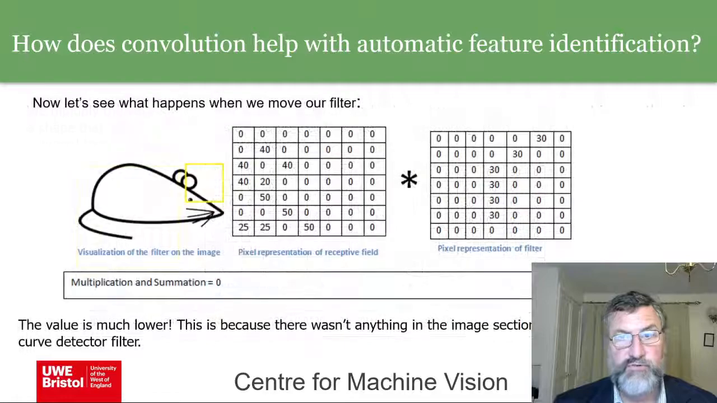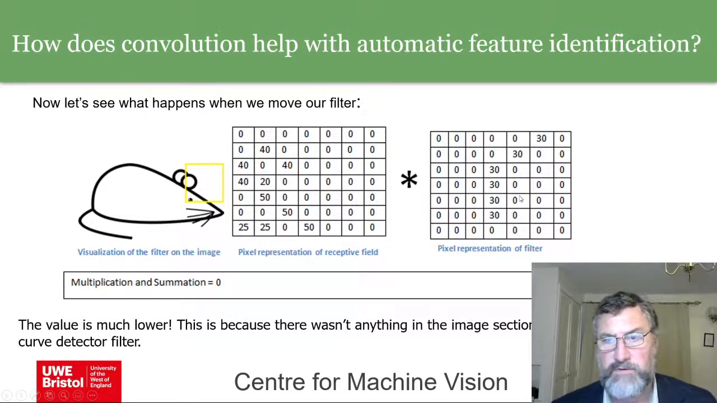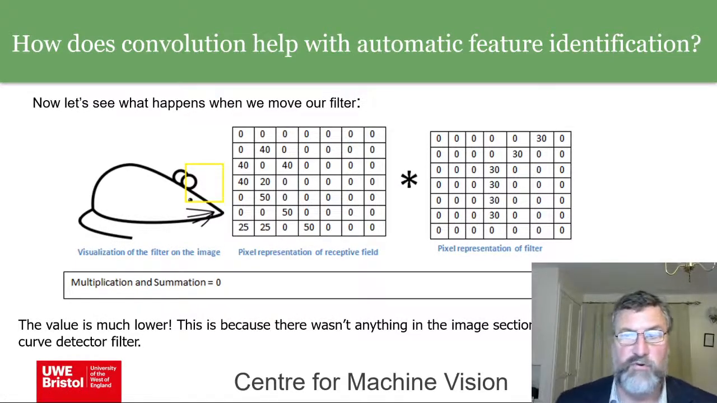Now let's try and move this filter to a different point on the mouse. So let's go for the mouse's head there, top of the mouse's head. So this is the values we've got for the image in this region, as you can see here. And we've still got our same filter, and we're doing the convolution, but if you convolve those two, you end up with 0. So the value is much lower because there wasn't anything in the image section that corresponded to the curve detector filter. So this is a very simple example of how this works, just to get the concept across.